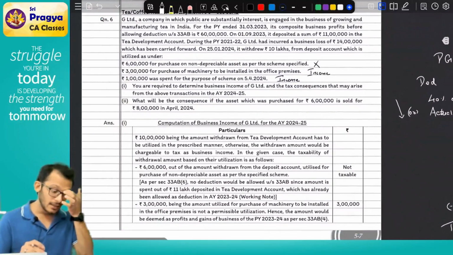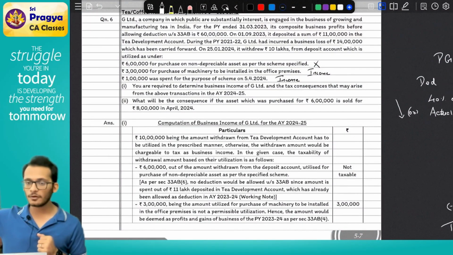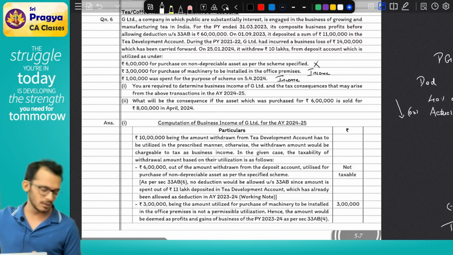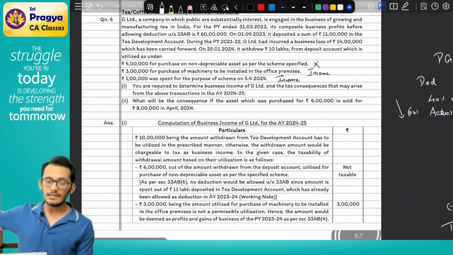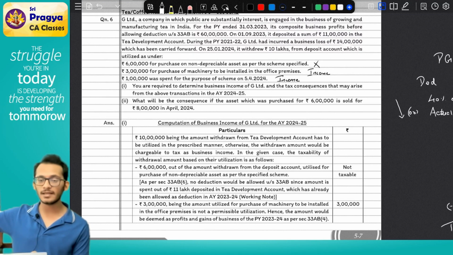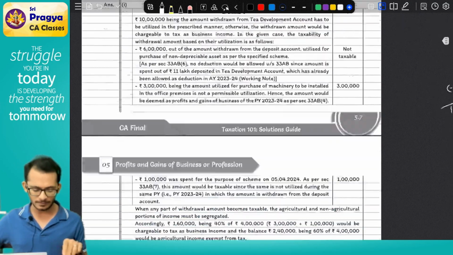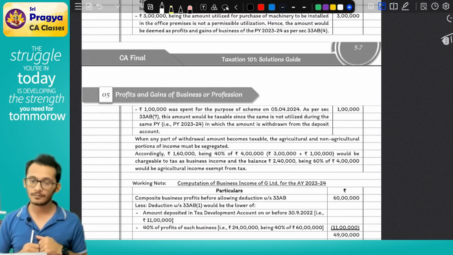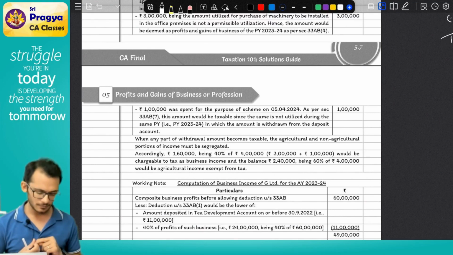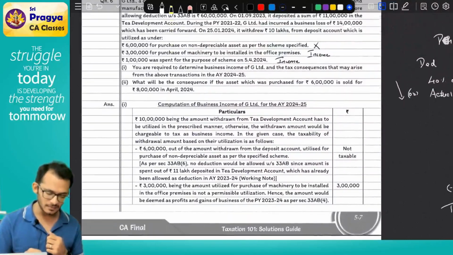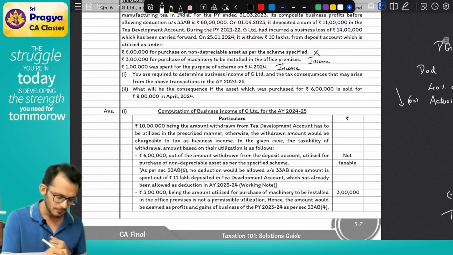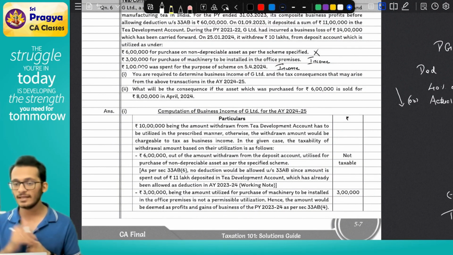Now what will I write? I will say 6 lakhs is as per scheme, therefore not taxable. 3 lakhs is as per violation, therefore taxable. 1 lakh is violation because it is after the year, therefore taxable. 6 lakhs, if it is sold in the next year, it will become taxable. That is what they have given. Yes or no? Yes. So what will happen? The items which will become taxable are 3 lakhs and 1 lakh, totally 4 lakhs.